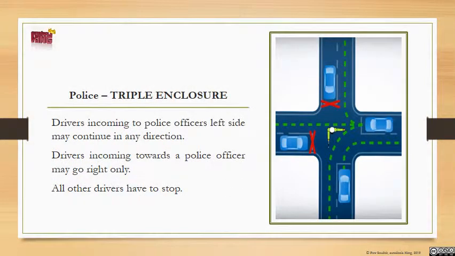Triple enclosure. Drivers incoming to the police officer's left side may continue in any direction. Drivers incoming towards the police officer may go right only. All other drivers have to stop.